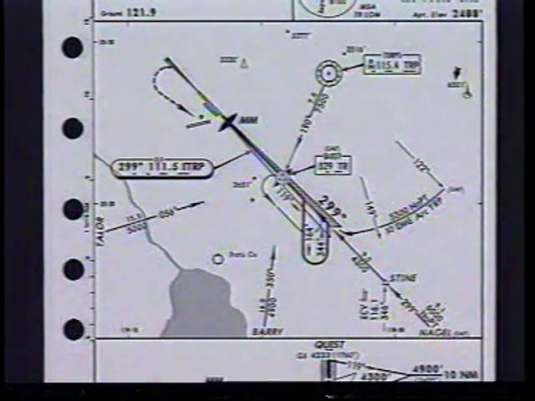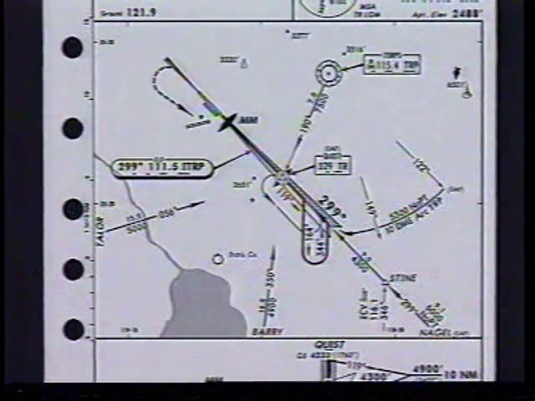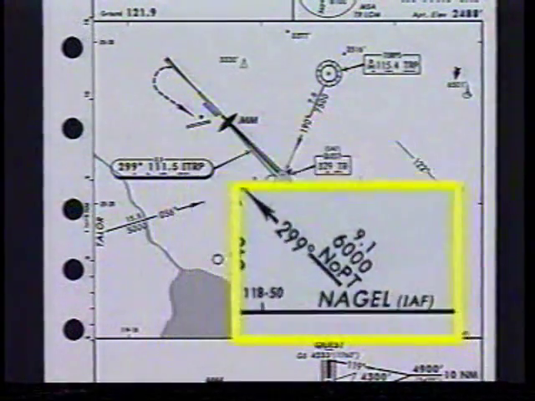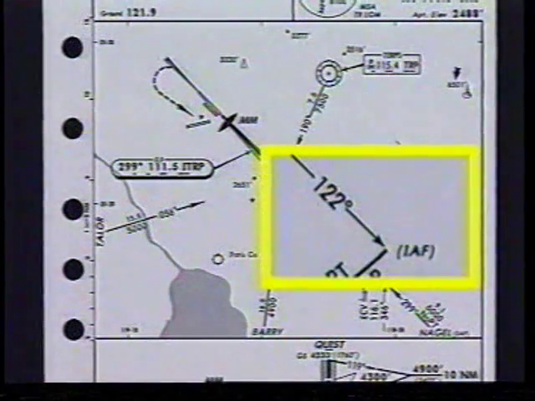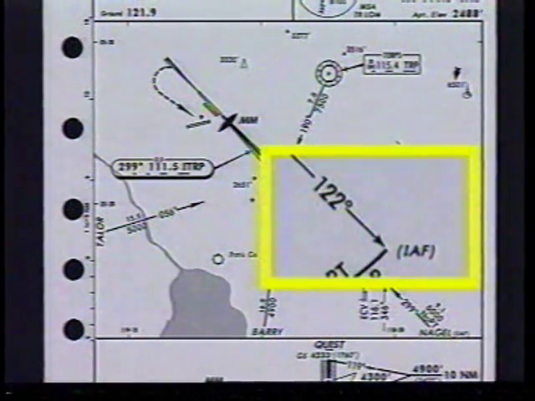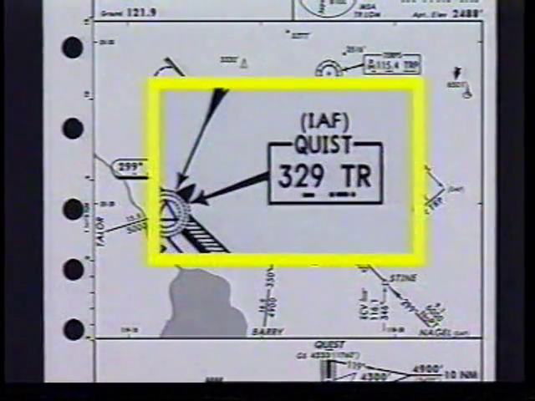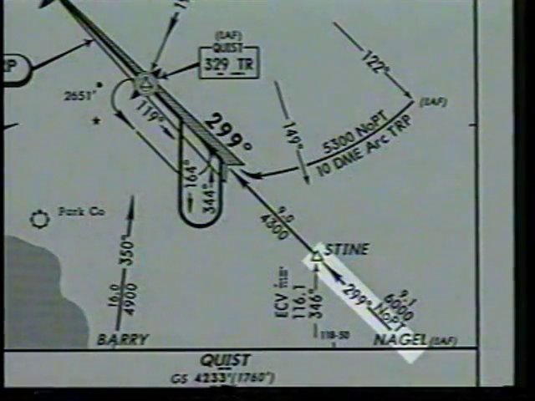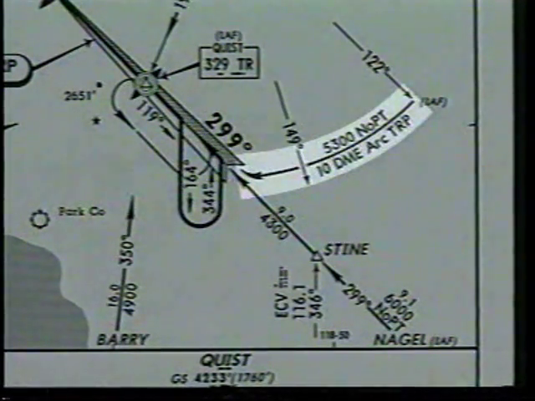The initial approach fixes are indicated on the plan view with the notation IAF. In this example, there is an initial approach fix at Nagel intersection and another on the DME arc at the 122-degree radial of the Terps VOR. There is also one located at Quist. An initial approach segment is shown extending from each of these IAFs.